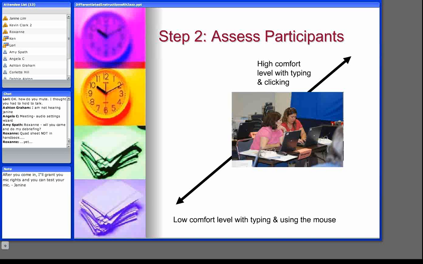Oh, quad sheet is not on the handbook. And I don't know, maybe it doesn't need to be. Well, yeah, I think it's in the detail facilitator sheet now, so it probably should.